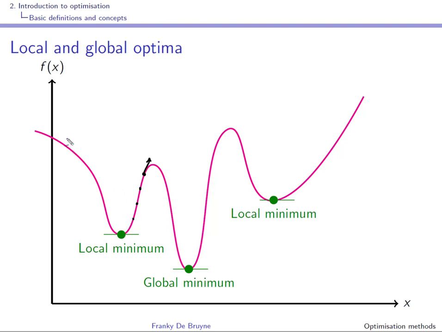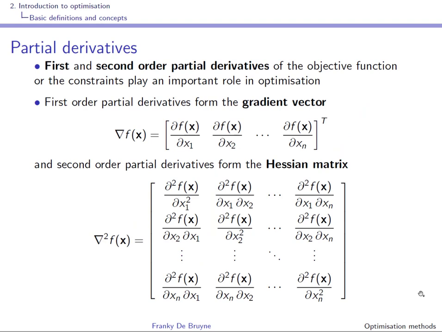Okay, so if this droplet falls over here, it will end up in a local minimum. If this droplet falls over here, then it will end up in the global minimum. The message is then that for those kinds of algorithms, it is necessary to redo the optimization several times with different starting points.